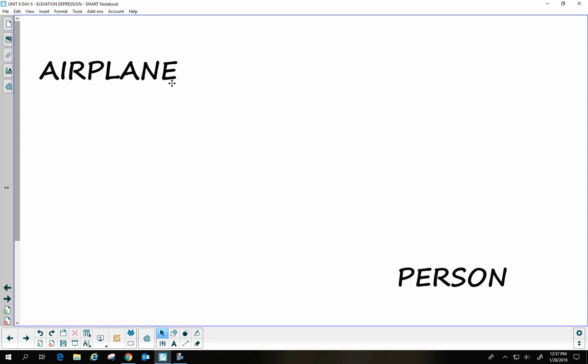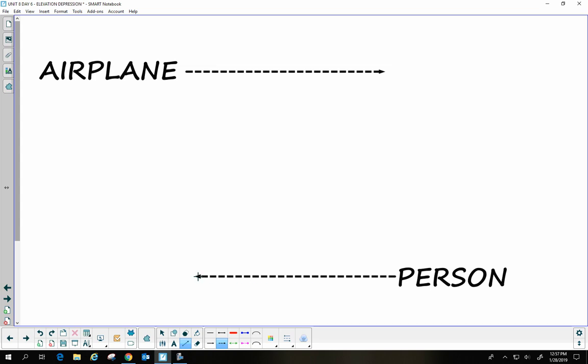So here I have an airplane flying in the sky and a person standing on the ground. And of course, you have to use your imagination. I'm not an artist, so I just used some words. Okay, we don't have to be artists here. So suppose the plane is flying straight ahead horizontally, and the person is looking out horizontally. And then we have sort of a line that we can draw between the two.